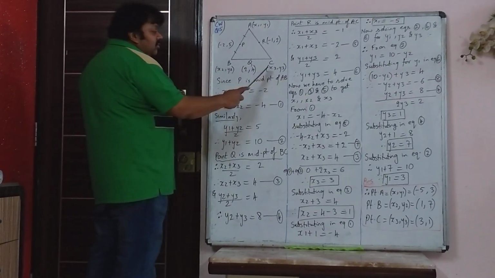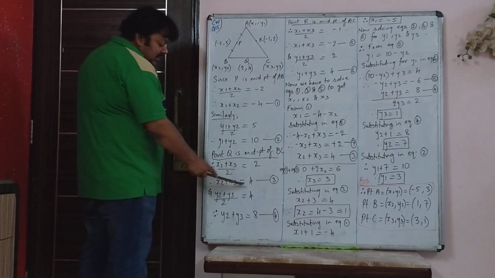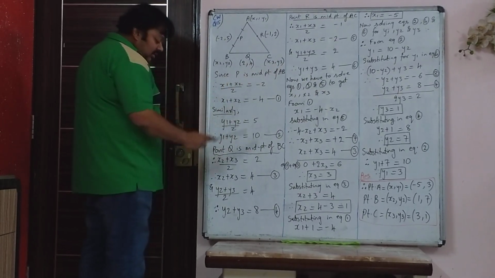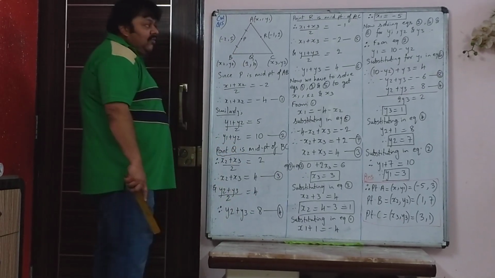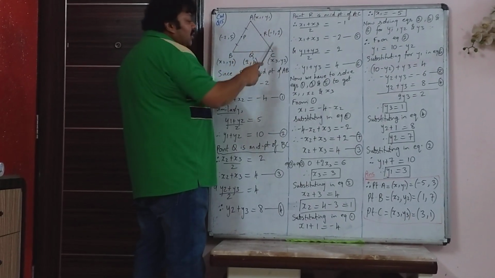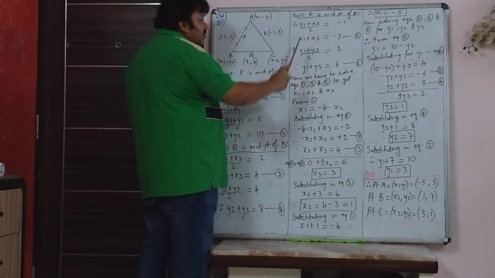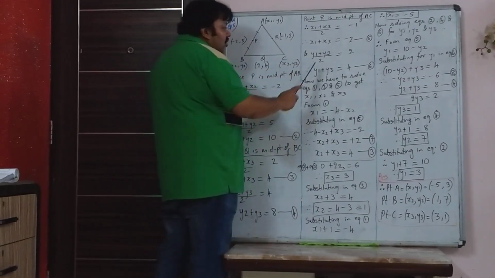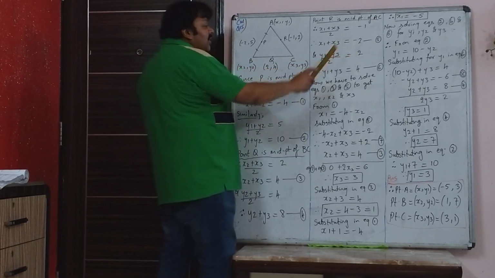Similarly, you will get (x2 plus x3) upon 2 is 2, so x2 plus x3 is 4. And (y2 plus y3) upon 2 is 4, so y2 plus y3 is 8. That is equation 3 and 4. Same way, since point R is midpoint of AC, (x1 plus x3) upon 2 is minus 1, so x1 plus x3 is minus 2. And (y1 plus y3) upon 2 is 2, so y1 plus y3 is 4. So that gives you equation 5 and 6.